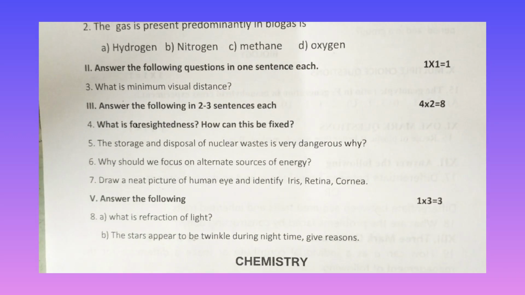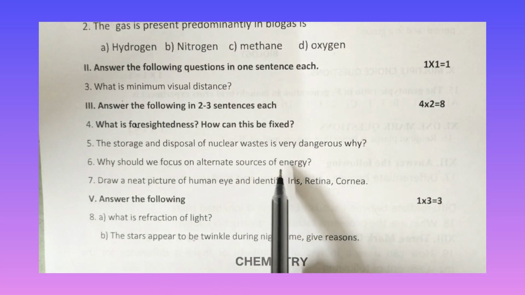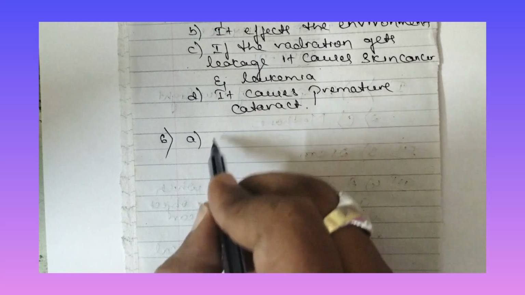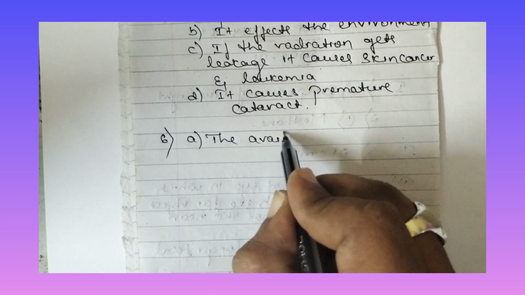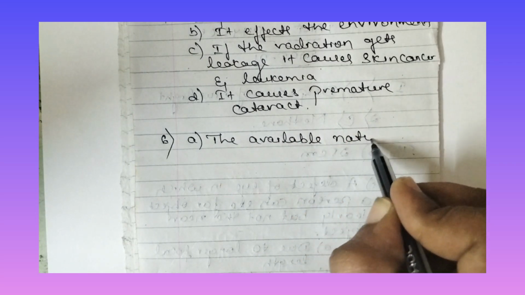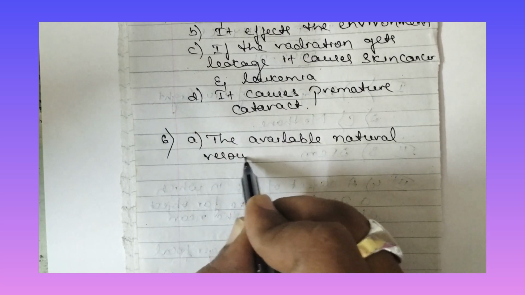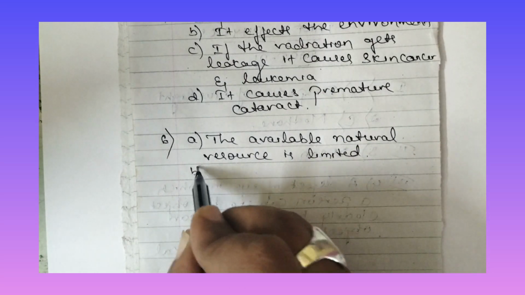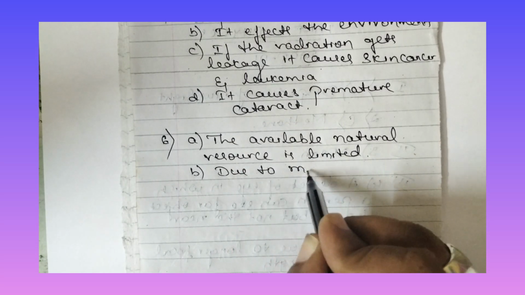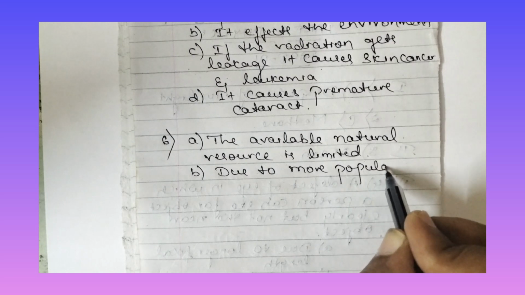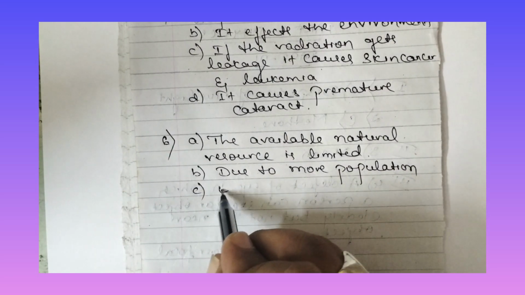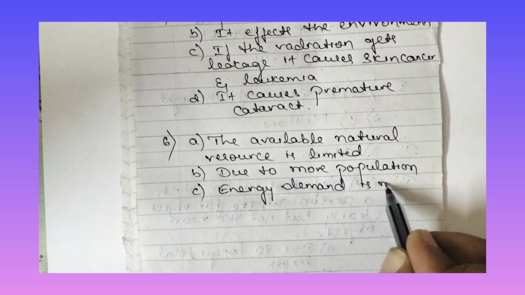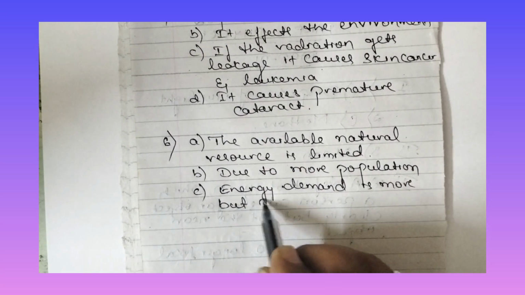The sixth question is, why should we focus on alternate sources of energy? So why do we have to use alternate sources of energy? First one, the available natural resources are limited. Second one, due to more population, third one, energy demand is more, but production is less.